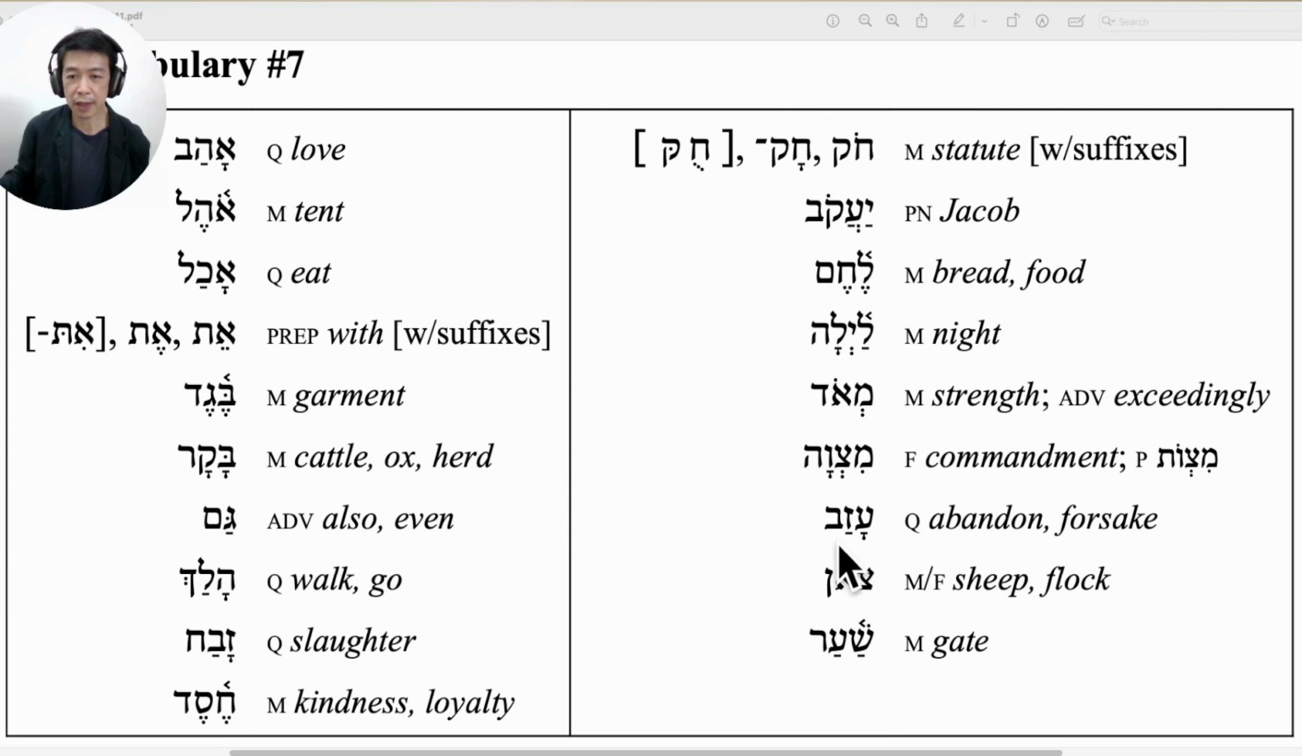The next word means abandon or forsake, azav. The next word is sheep or flock, tzon. And finally, the word for gate is sha'ar.